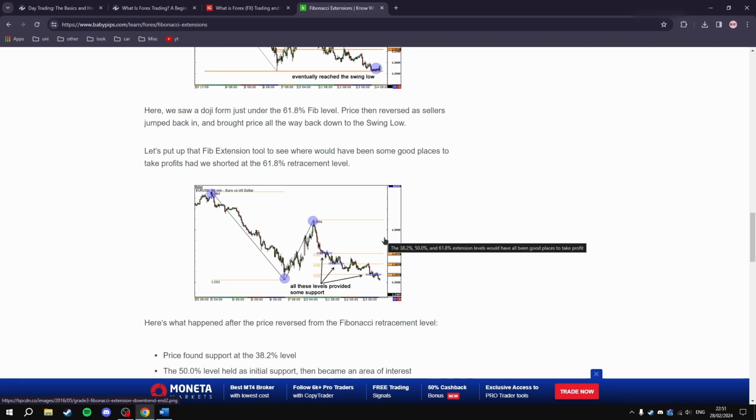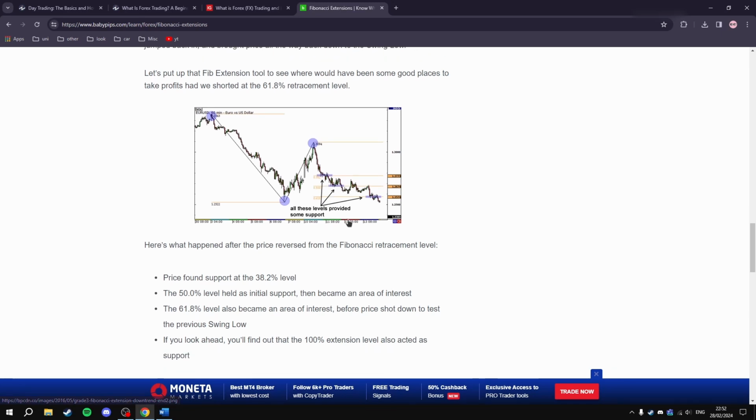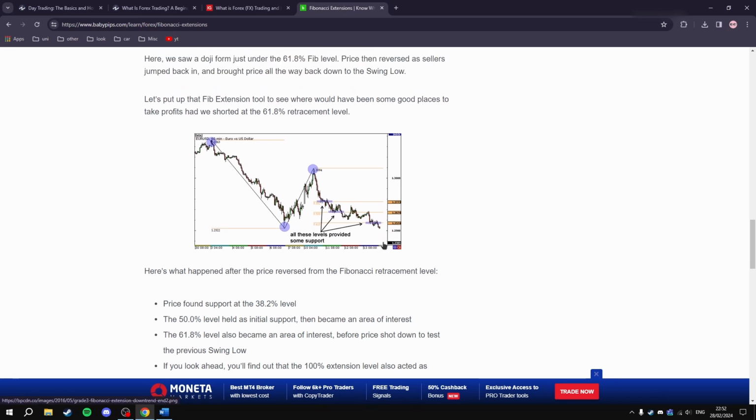Here's what happened after the price reversed from the Fibonacci retracement level. Price found support on the 38.2% level, so that's that one. The 50% level held as initial support, then became an area of interest, so that's that one here. The 61.8% level also became an area of interest, before price shot down to test the previous swing low. If you look ahead, you'll find the 100% extension level also acted as support.